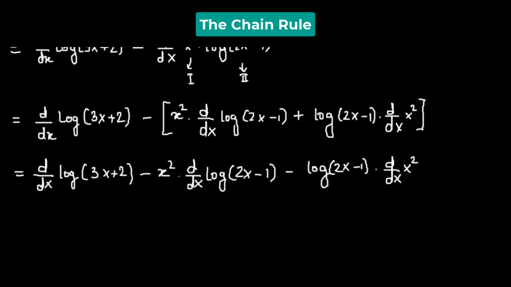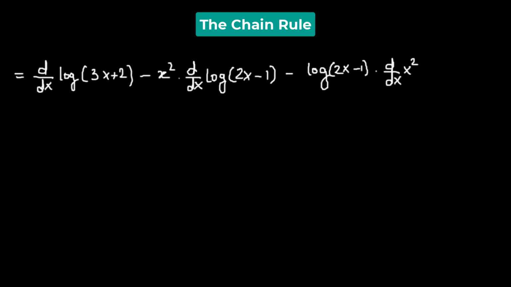So now let us apply the chain rule. So we have to find the derivative of the log of 3x plus 2. So if we assume that 3x plus 2 is x, then the derivative of the logarithmic function would return us the value 1 over 3x plus 2.